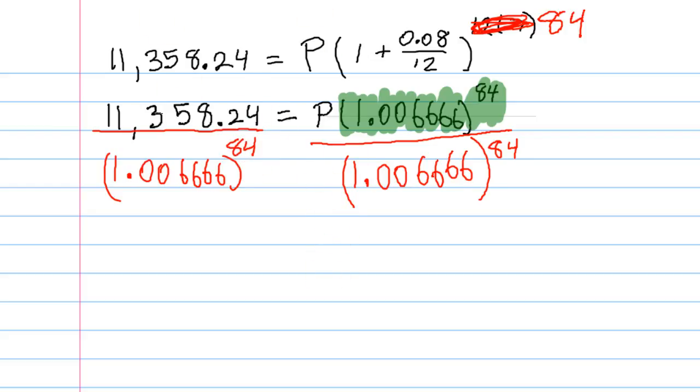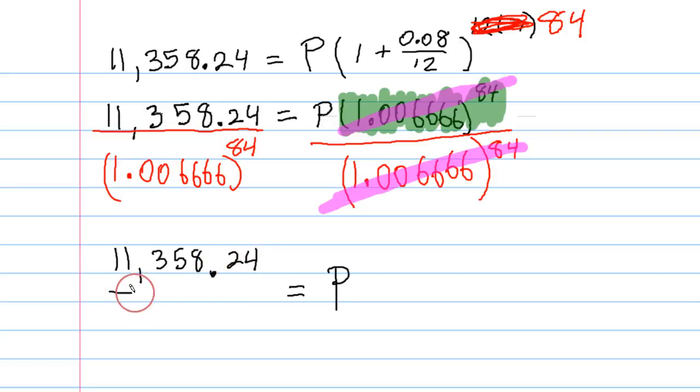At this point, the green on top is going to completely cross out with the red on the bottom. That means our principal value is going to be equal to the $11,358.24 that we started with, divided by our 1.006666 to the 84th power. And that's exactly what I'm going to type into the calculator.